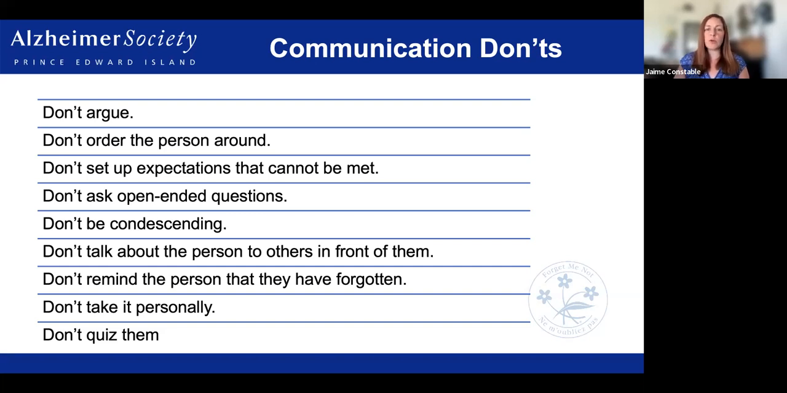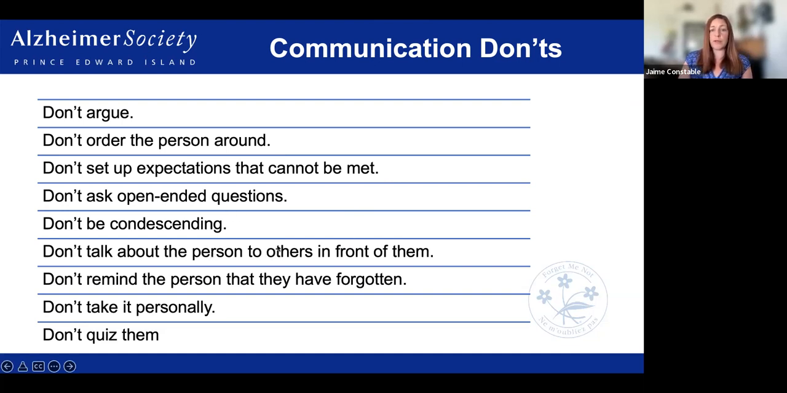You can ask open-ended questions about the past. In fact, that's part of reminiscence. You might ask them, if they remember these things, can you tell me what you liked best about working for the military? Or can you tell me your favorite memory from your wedding? Or something like that about the past. It's okay to be more open-ended. Again, some of these are common sense, so don't be condescending.